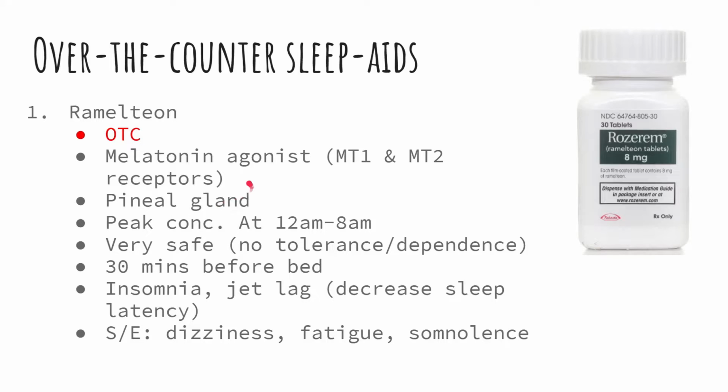فعشان هيك the peak concentration of melatonin is between 12 a.m. and 8 a.m. اللي هي بتكون بنص الليل when we are deep asleep. This is when we have the peak concentration of melatonin. The way that Rozerem works is it's a melatonin agonist. It binds to the same receptors as melatonin and it activates those receptors. So it's an agonist for melatonin receptors. And there are two types, melatonin 1 and melatonin 2 receptors. It basically binds to both of these.